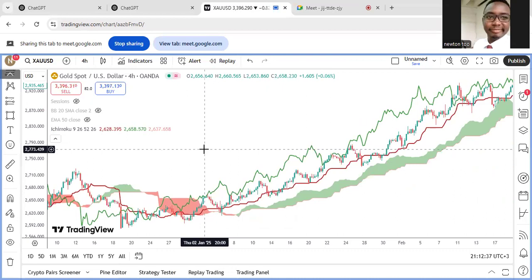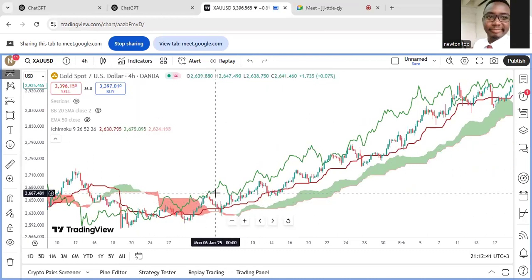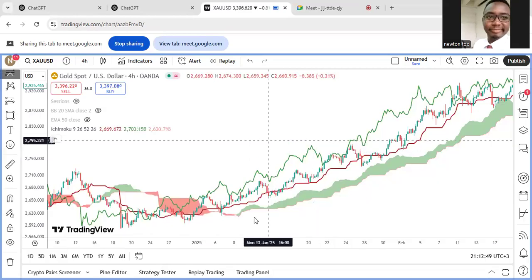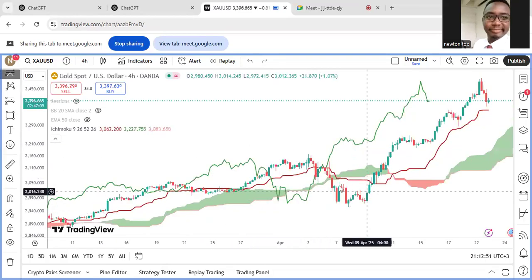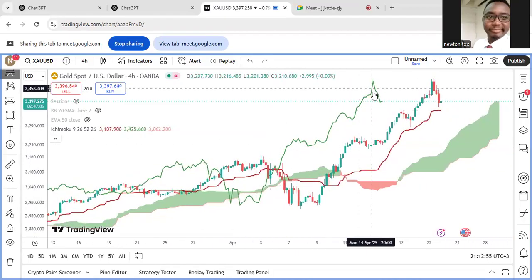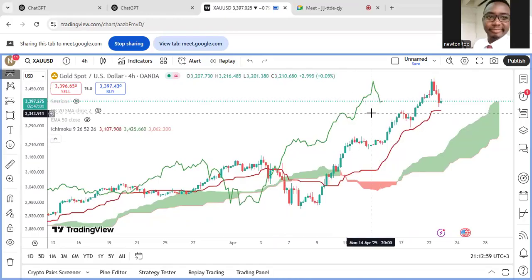Whenever you see the lagging span above the price or above the cloud, that one is a strong uptrend market. So long as you see this, like for example right now, this lagging span is above the cloud, above the price. This one is the price. So this tells you the market is still a strong buy. It's a very strong buy. So never sell, look for only buy markets.